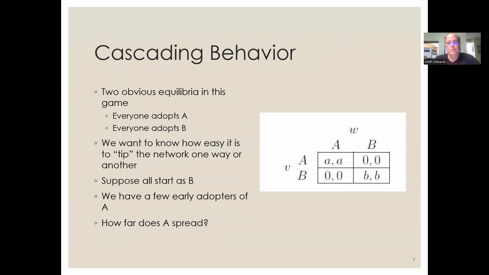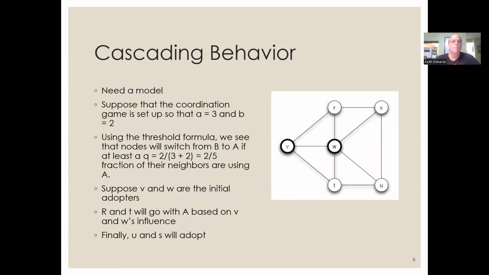So there are two obvious equilibria in this game. Either everybody adopts A or everybody adopts B. We want to know how easy it is to tip the network one way or another. So suppose everybody starts out with technology B. We introduce A, which is an improved version. How far is A going to spread within the network? Well, we need a model for this.